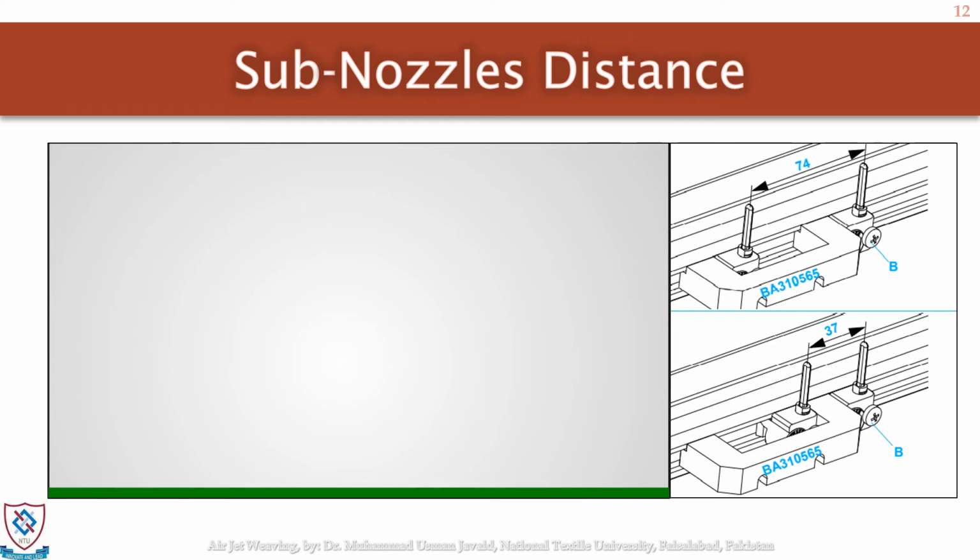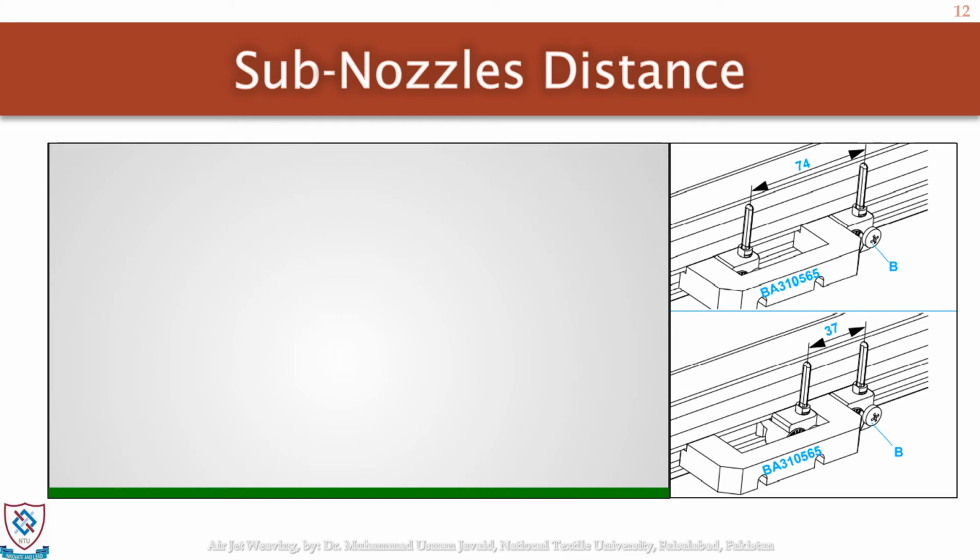If we are using lightweight yarn, we can use a smaller number of nozzles, that is, more distance. And if we need to insert a heavy yarn, we need to exert more force, and we need to have the needles closer to each other. That is why we would need a greater number of nozzles.